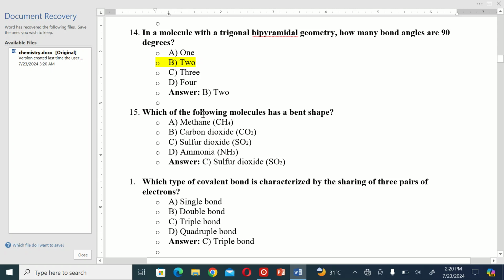Which of the following molecules has a bent shape? A. Methane. B. Carbon dioxide. C. Sulfur dioxide. D. Ammonia. So the correct option is sulfur dioxide.